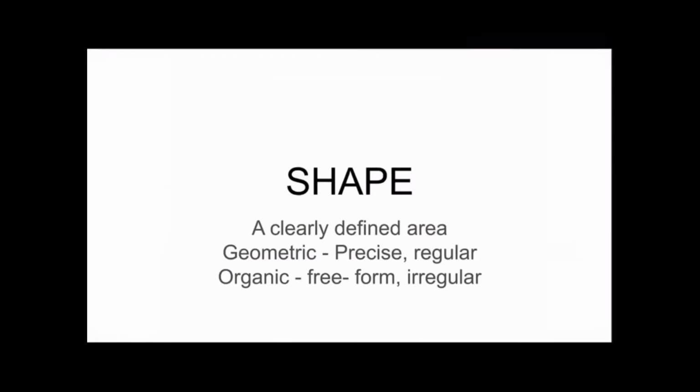Next one is shape, a clearly defined area. So there's geometric shapes and there's organic shapes. Geometric shapes, I'm sure you're familiar with geometrics. They're precise, regular, straight, formulated. And then there's organic shapes, and they're free form and irregular. I'm going to show you some examples of geometric and organic shapes. But that's how you would describe shapes, a simple way to put it. I don't want to overwhelm you guys with a bunch of information.